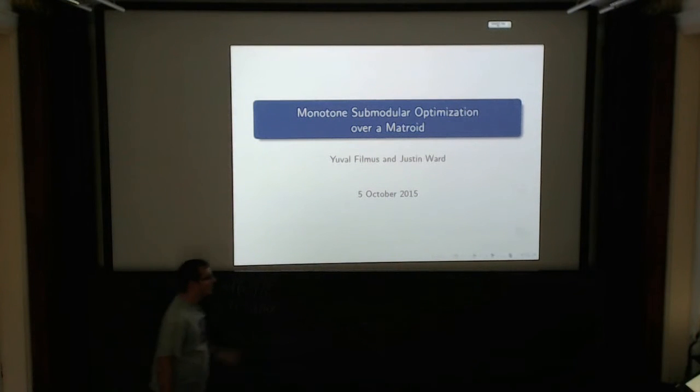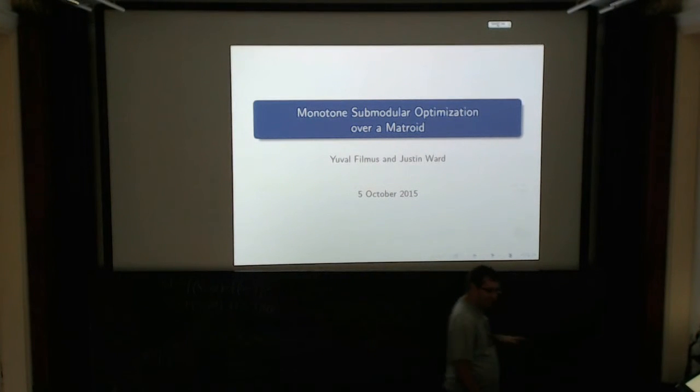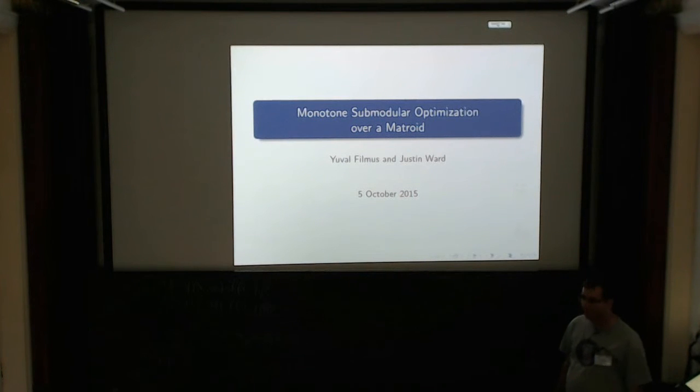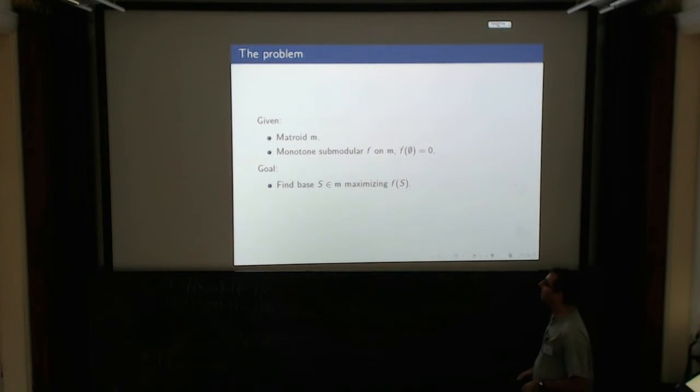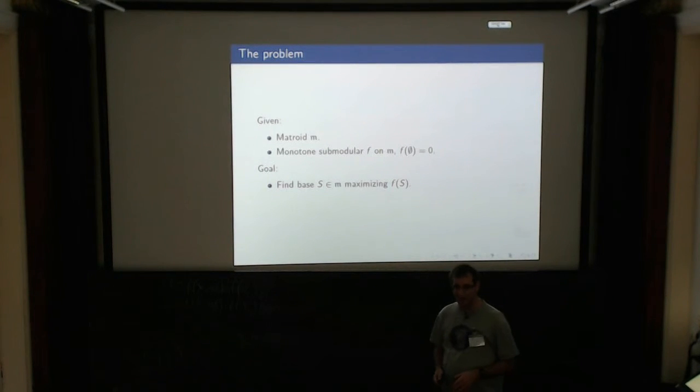Okay, so I'll start by defining the problem so that we are all on the same page. We're given a matroid M and a monotone submodular function f on the matroid. We want to find a basis of the matroid such that the value of the function applied to this set S is as large as possible.